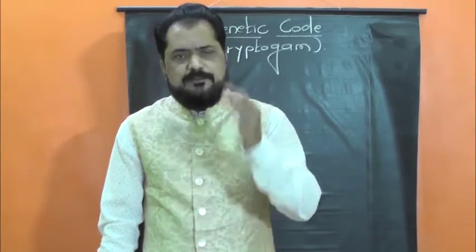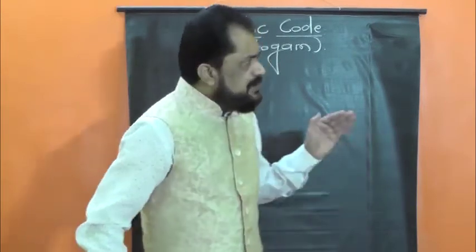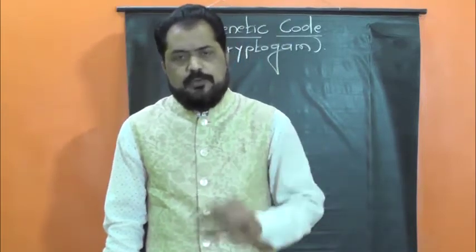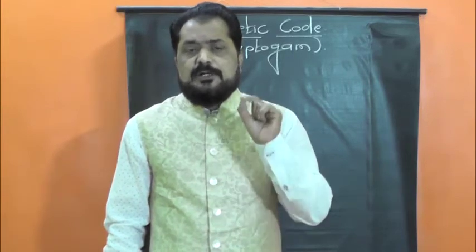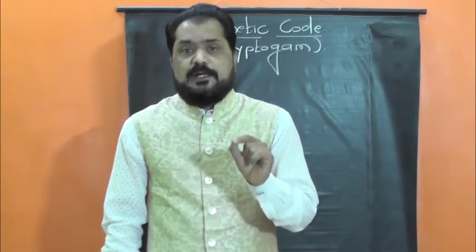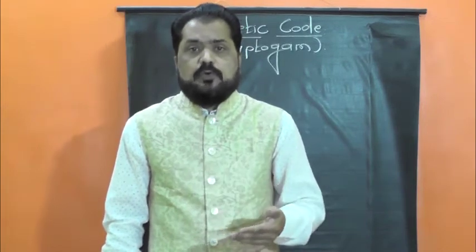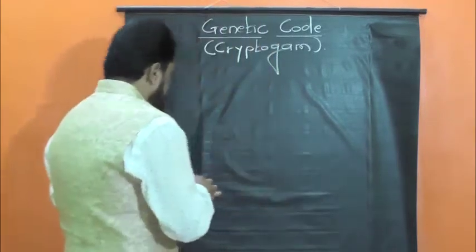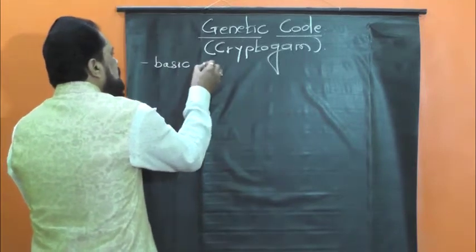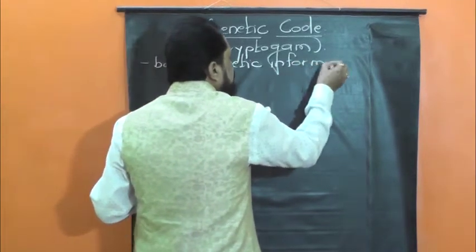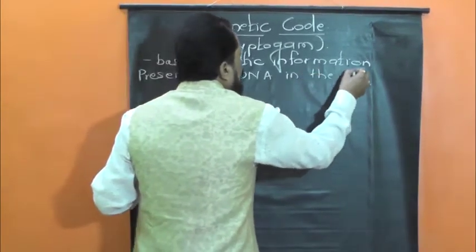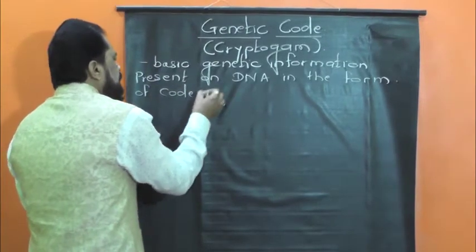We shall talk again in very detail. So, Francis Crick, the great scientist, first of all defined what is genetic code. Also, he suggested the meaning of codon, and also this term genetic code was proposed by Francis Crick. So, after all, what is genetic code? Genetic code is nothing but the basic genetic information present on DNA in the form of code language.